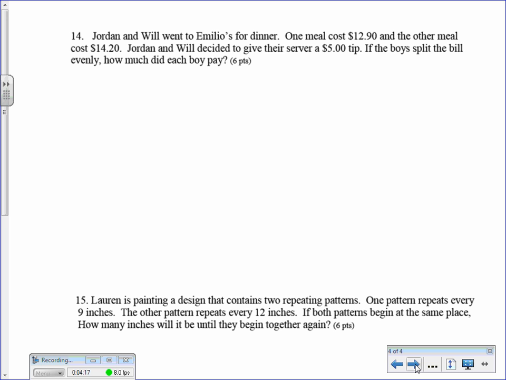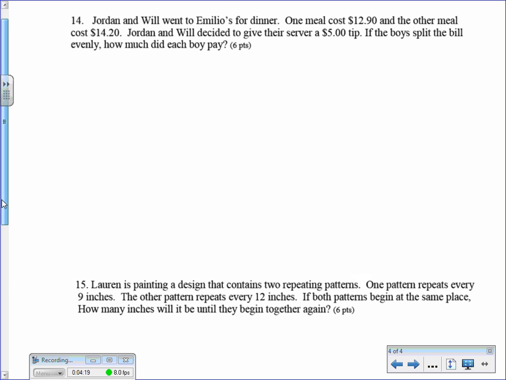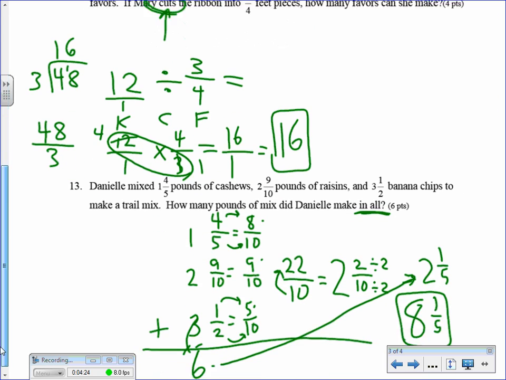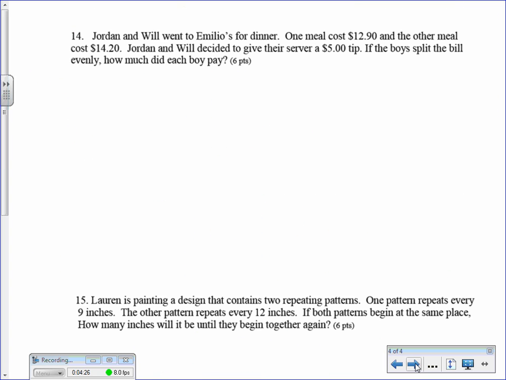All right. Last page. Did I skip one? No, I don't think I skipped one. Let me just make sure. No. Okay.